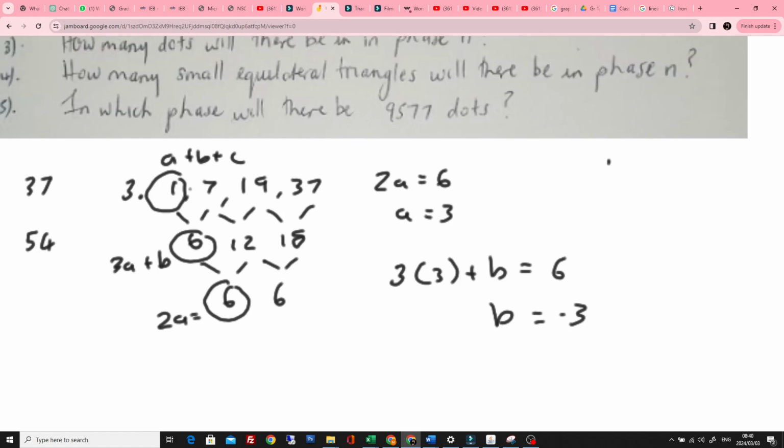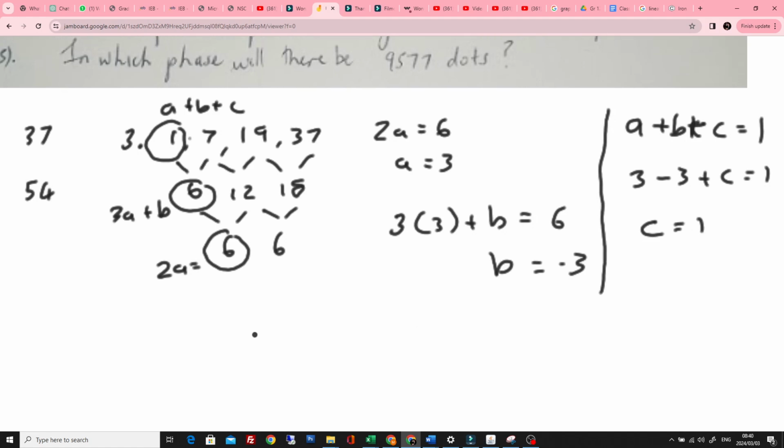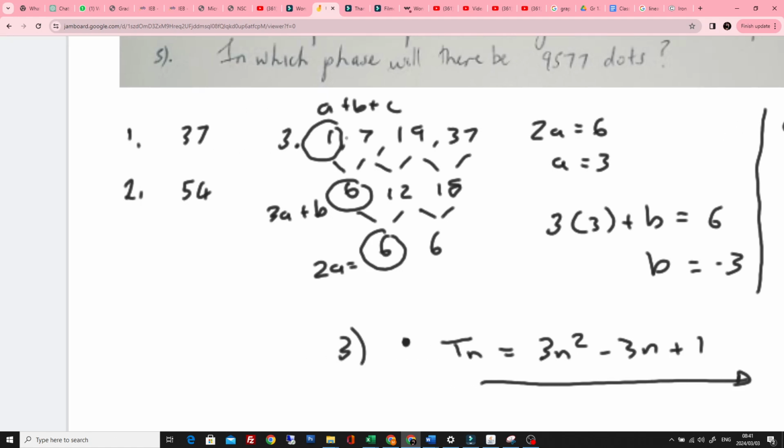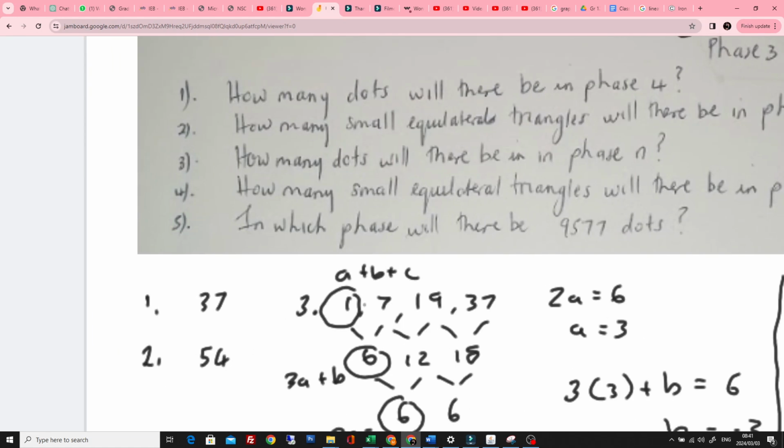Okay, and then after I've done that, I can say that a plus b plus c must be equal to 1. So it must be 3 minus 3 plus c is 1. C is just 1. So I have a general formula for the amount of dots. So this is the answer to number 3. Tn is equal to 3n squared minus 3n plus 1. There's my answer.